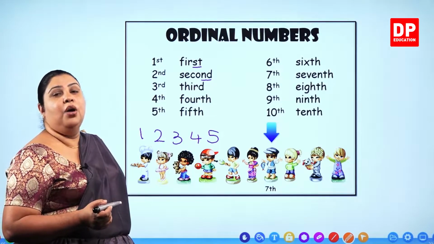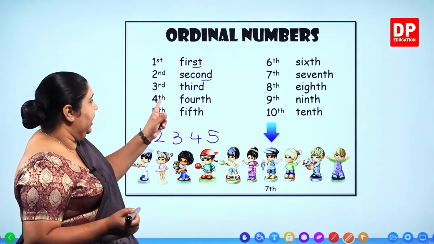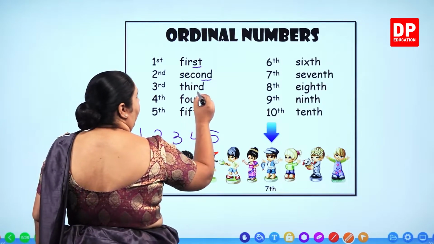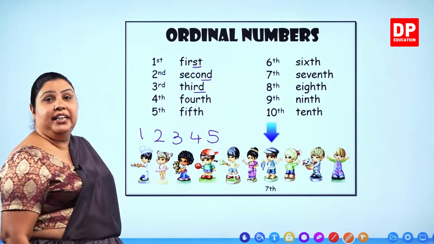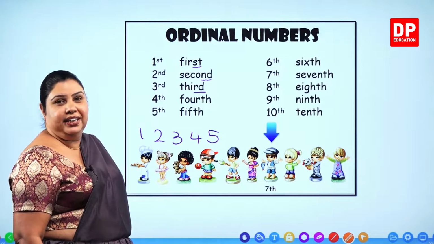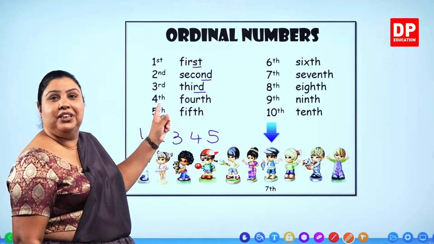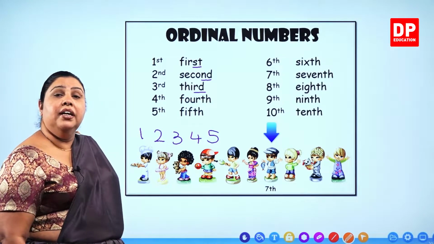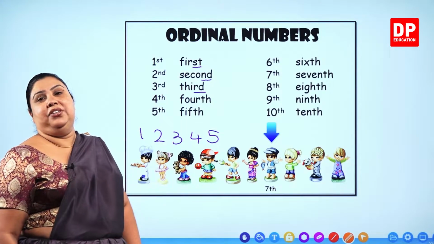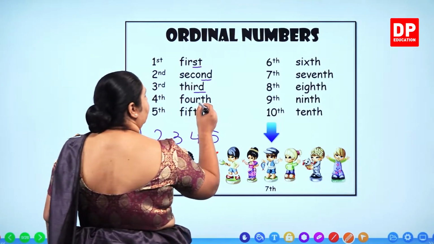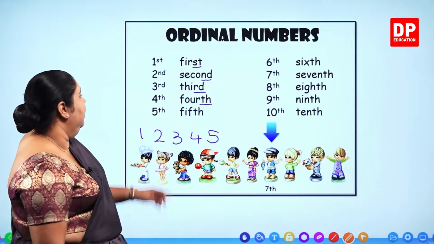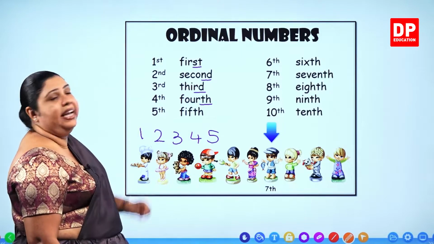Third. How do we write the word third? T-H-I-R-D. So what are the last two letters? R-D. So when we write it in number, you write 3 and R-D. Third. Next one is fourth. Fourth. How do we write the word fourth? F-O-U-R-T-H. TH. Now TH is the last two letters, right? So when we write fourth in number, we write number 4 and TH.